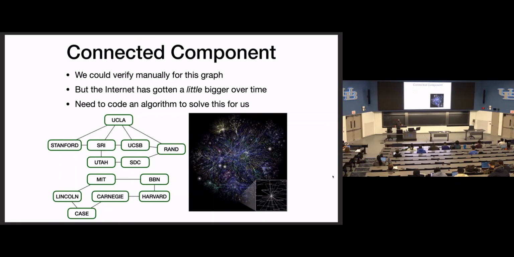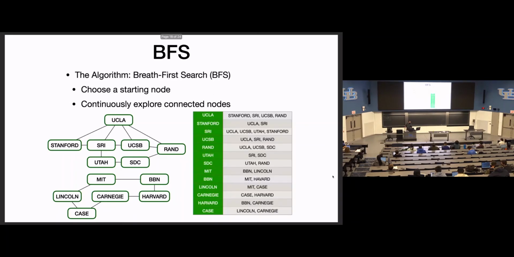You can't just look at this graph and decide. You can't just say, oh yeah, look, there's the path. There's one of the paths right there. And say, yeah, they're connected. So we're going to need some algorithms. We're going to need some computing power to help us solve this. So let's write an algorithm.